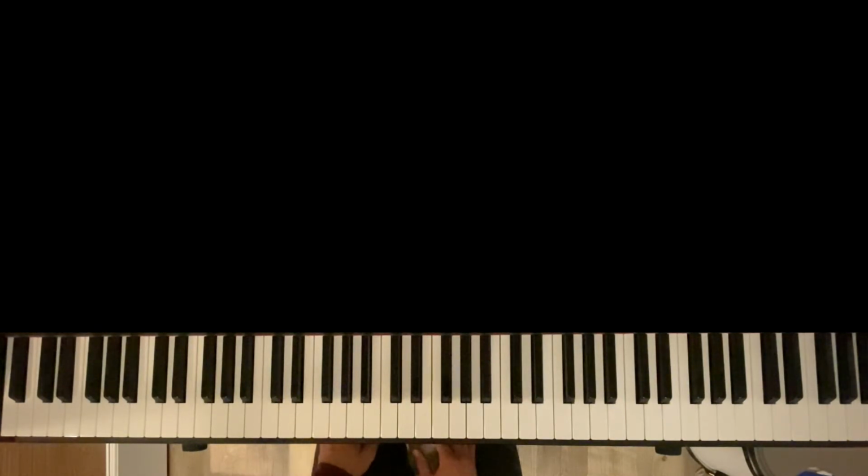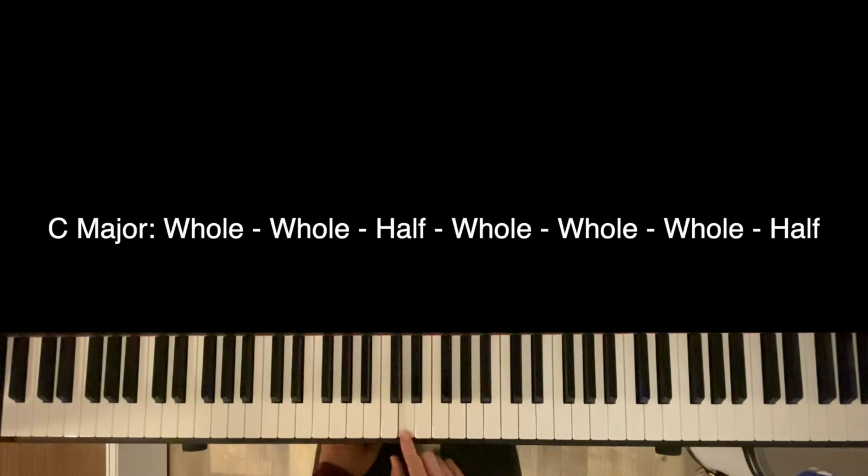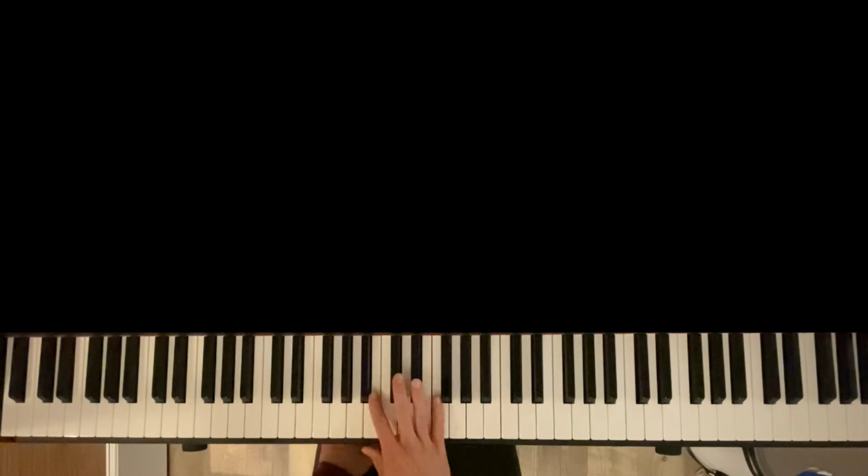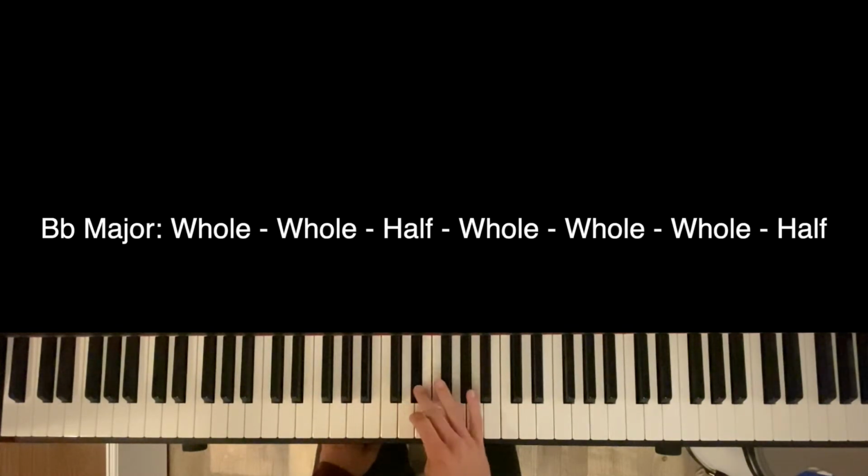If this is a confusing point, that's totally normal. It can be confusing to start out, but just think of it this way. A C major scale is made up of whole steps and half steps. Whole step, whole step, half step, whole step, whole step, whole step, half step. A whole step is 2 half steps. B flat has the same sequence of whole steps and half steps. That's why it sounds similar even though it's a different pitch.